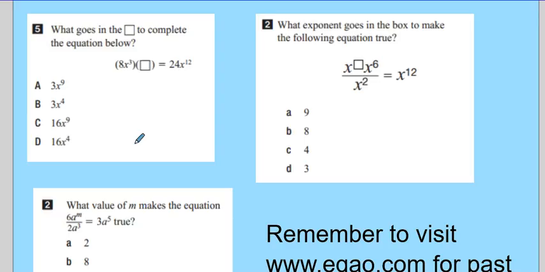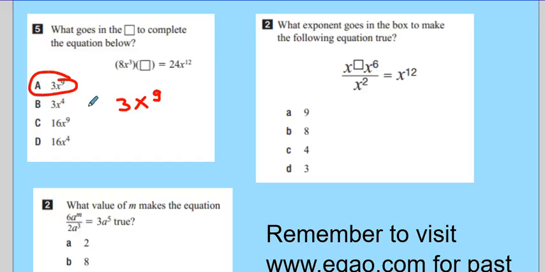Oh, I see. So you're kind of undoing things. Okay. So if you subtract 3 from 12, what would you get? So it has to be some kind of x to the power of 9. And then you divided 24 by 8, which gives you, so it has to be 8. And you check it then.